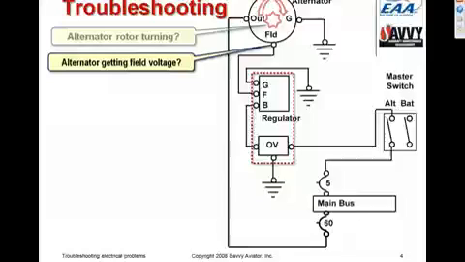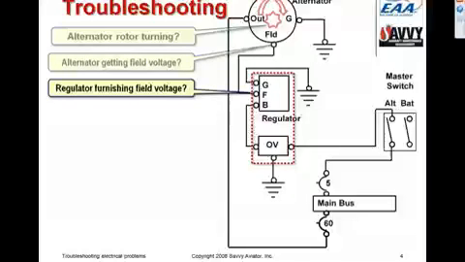So the next thing we would do, again, the airplane is sitting in the hangar with the top cowling off and the engine not running, and we've got the battery and alternator switches turned on to energize the system. We'd move our meter probe to the field terminal of the regulator or alternator control unit or field control module, whatever it's called in your particular airplane, to see whether the regulator is furnishing field voltage.